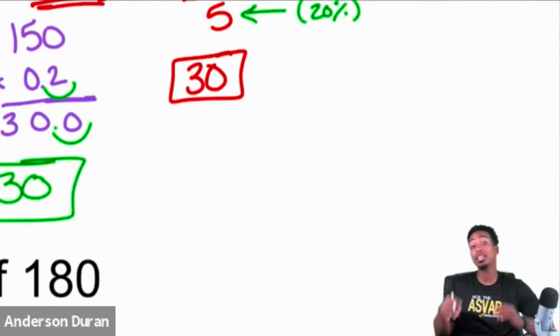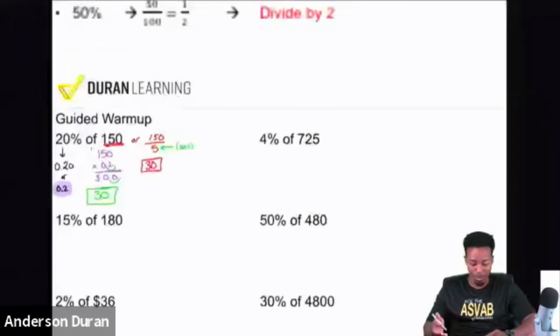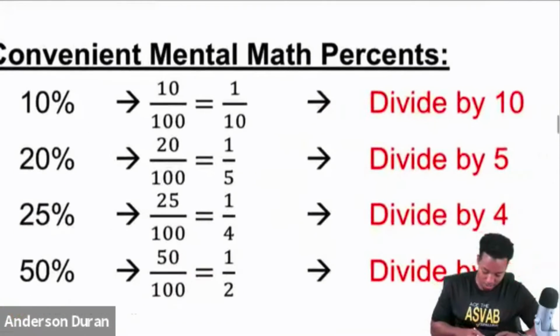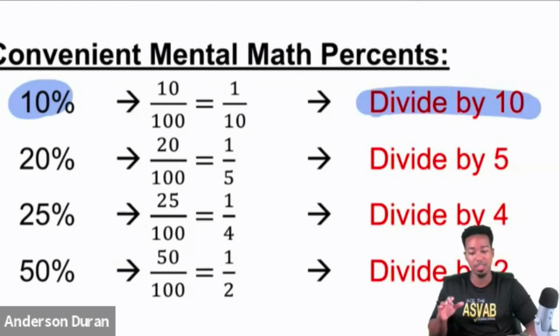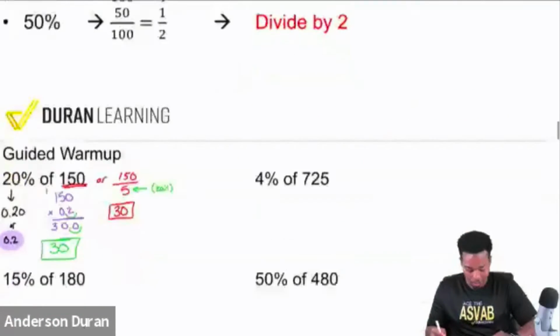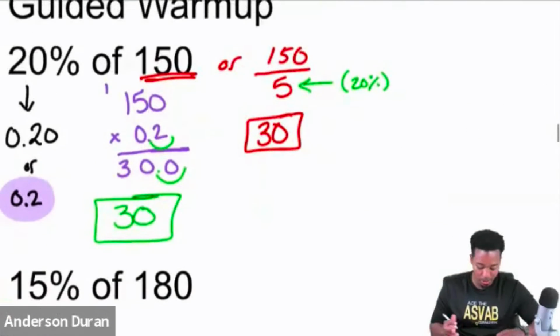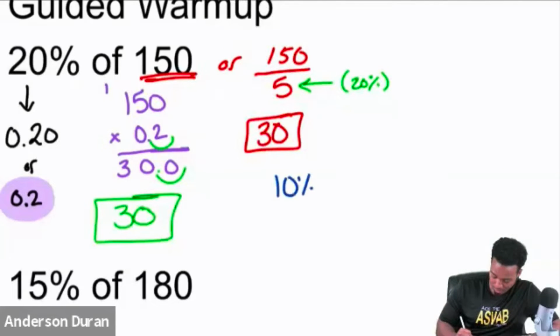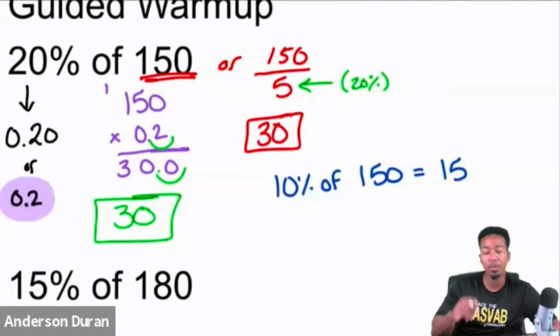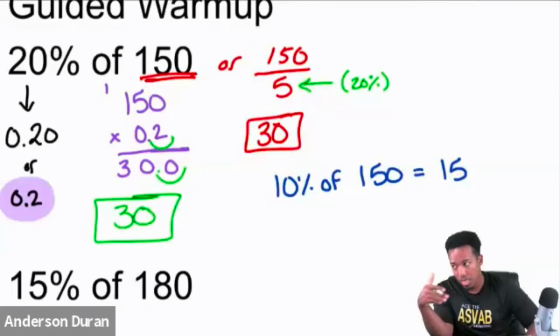Think about it. 10 can go into 100 10 times, and I can show you right here. 10%, same thing as dividing by 10. And so when you think about it, everybody, what's 150 divided by 10, everybody? 10% of 150 is going to be 15, because if you're doing 10%, that's dividing by 10.